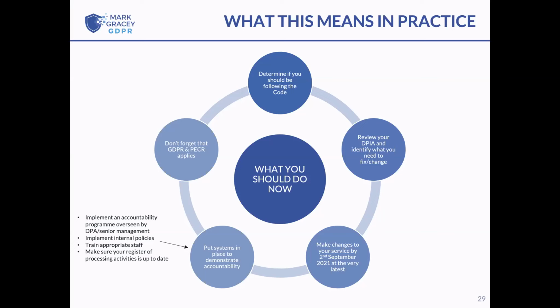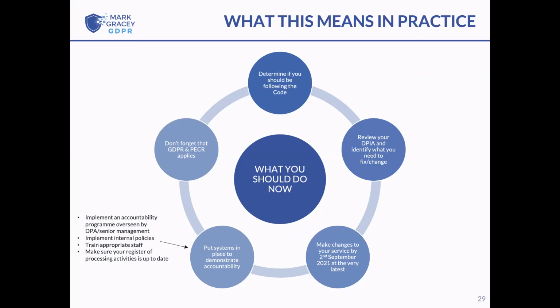And you've got to get all this done by this time next year. You need to be able to demonstrate your compliance with the code. So the ICO set out specifically that you must have an accountability program within your organization that's either overseen by the data protection officer, not the DPA as it says on that screen, apologies, the DPO, or the senior management team, or somebody who's taking responsibility for data protection within your organization.